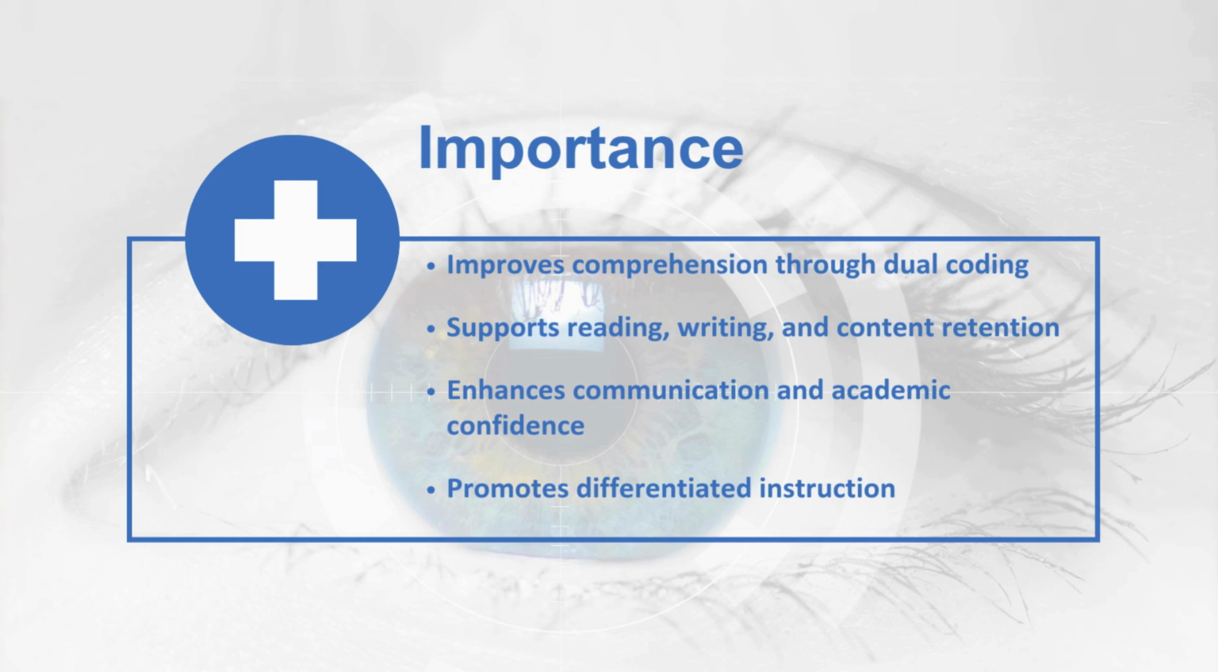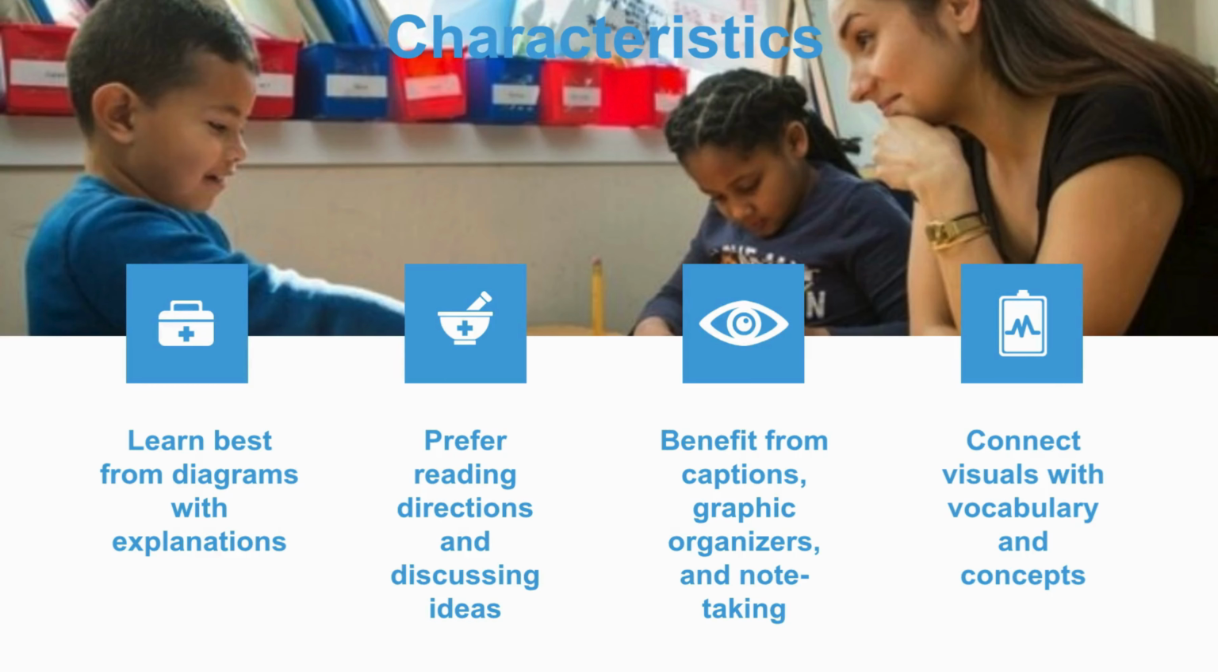Being able to identify your students as visual verbal learners improves comprehension through dual coding. So they have the visual and the verbal going on. It supports reading, writing, and content retention, enhances communication and academic confidence, and promotes differentiated instruction, as we mentioned in all the videos.